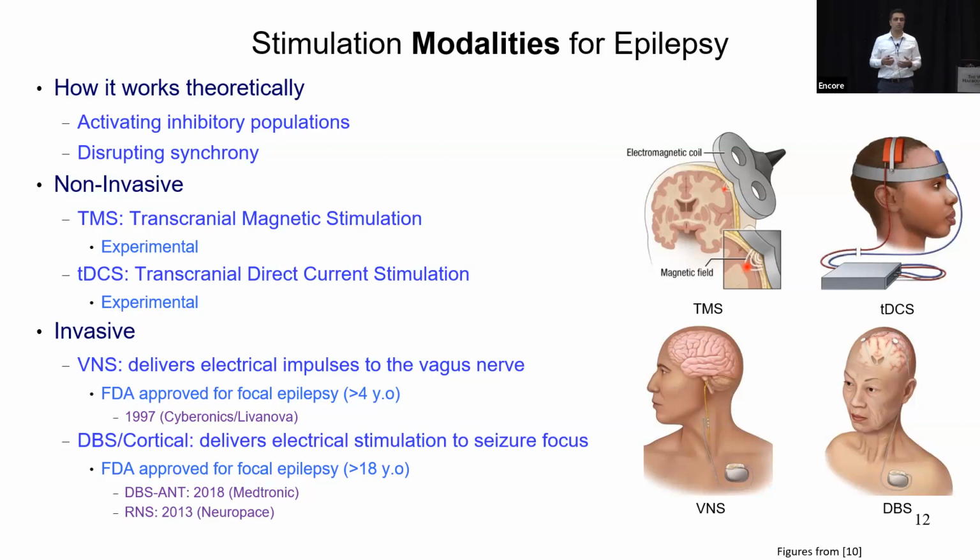Then we have invasive methods, which are far more advanced in terms of getting FDA approvals. We have VNS, vagus nerve stimulation. These are fully implantable devices. They implant the device in the chest cavity, and the device delivers pulses to a bundle of nerves called the vagus nerve in the left side of the patient's neck. This has been around for more than 25 years and has received approval for focal epilepsy. Then we have deep brain or intracortical stimulation, one example of which is shown here. Again, the implantation is similar, but the point of stimulation is different. They have also received FDA approval for some time now.